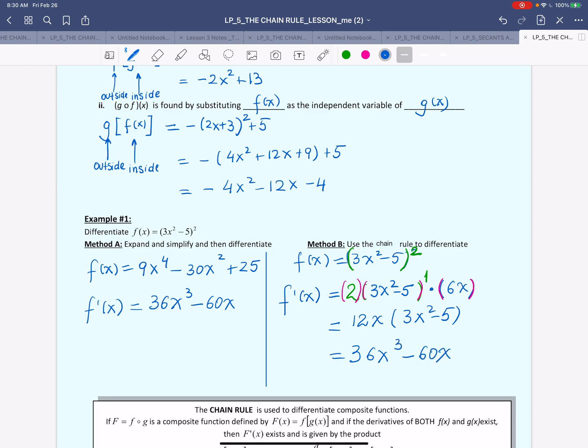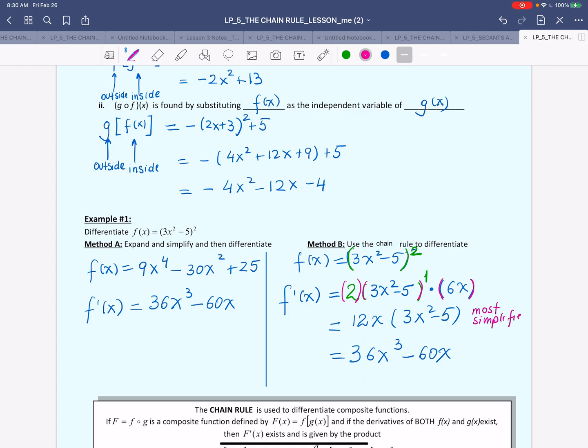Now, one of the things I want to mention is that when I use a chain rule to differentiate, I would leave the answer in this form, which is considered to be the most simplified factored form. With chain rule, we want to write the answers in the most simplified factored form.